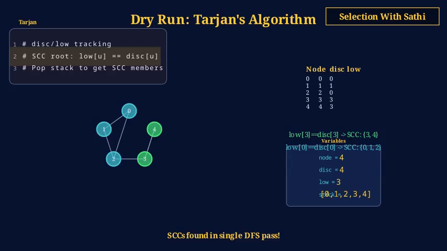Node 4 has edge 2, 3, on stack. Low of 4 becomes min of 4 and 3, equals 3. Return to 3, low of 3 is min of 3 and 3, stays 3. Disk of 3 equals low of 3. SCC root. Pop 4 and 3. SCC is 3, 4. Return to 0, disk 0 equals low 0. Pop 2, 1, 0. SCC is 0, 1, 2. 2 SCCs found in a single DFS pass.